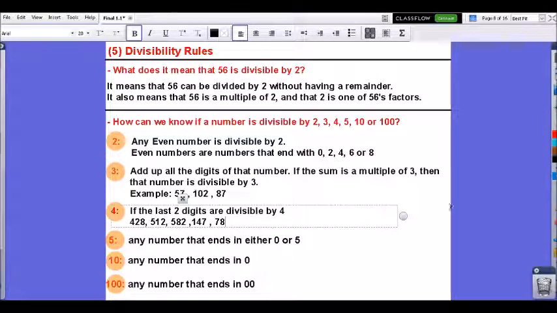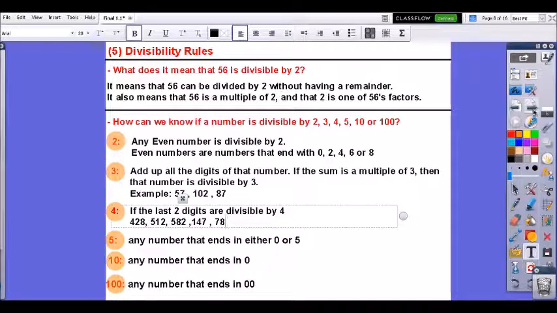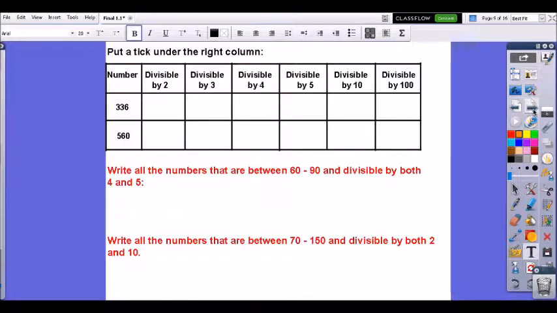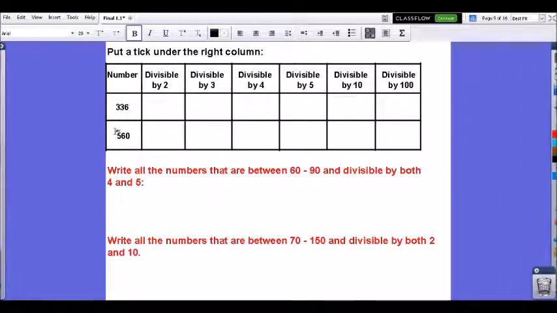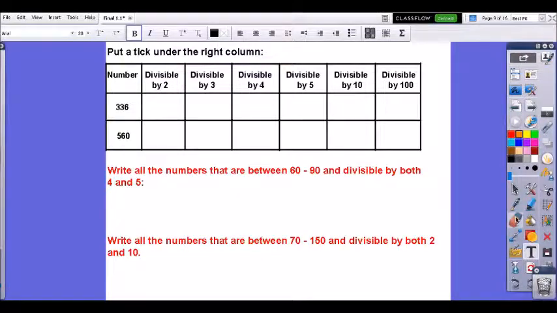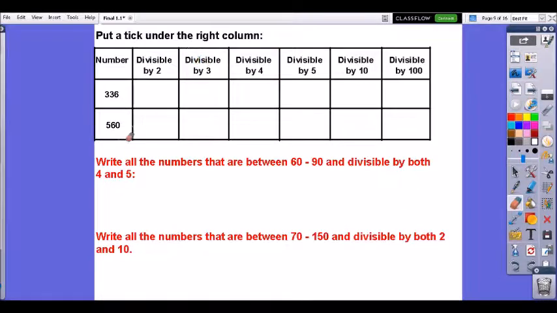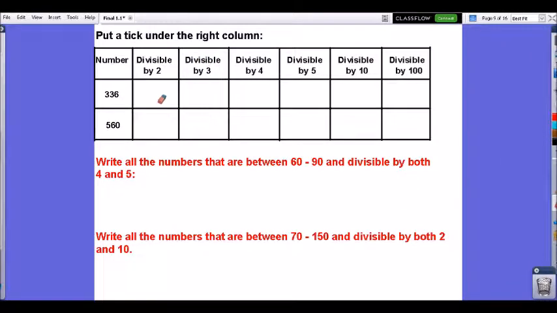All right, that takes us to the next part, which is put a tick under the right column. 336, is it divisible by 2? Well, is it an even number? You need now to remember the rules. Any even number in the world is divisible by 2. Is 336 an even number? Yes, mister, it's an even number. It ends with a 6. Then, yes, it is divisible by 2.